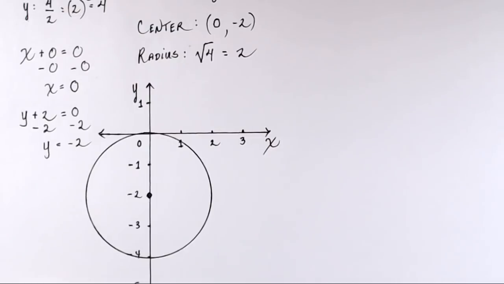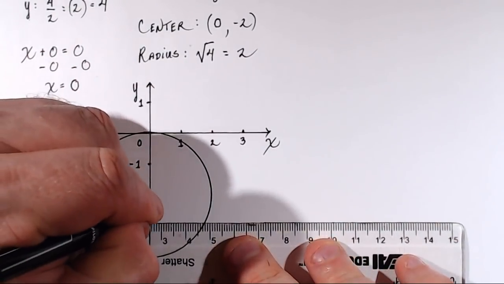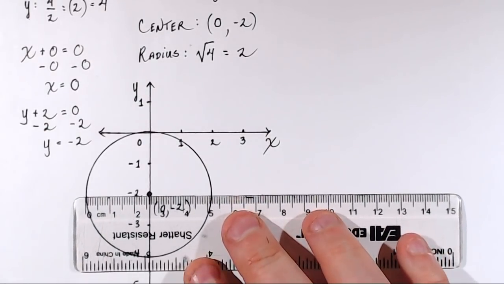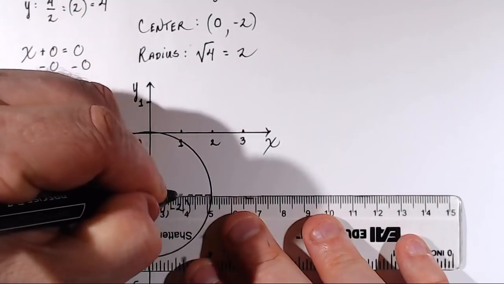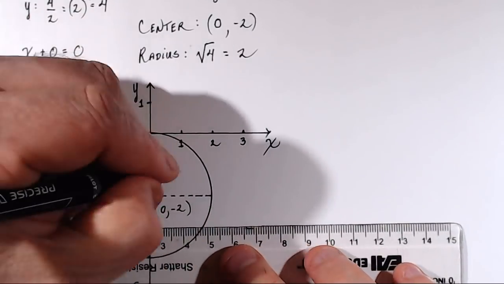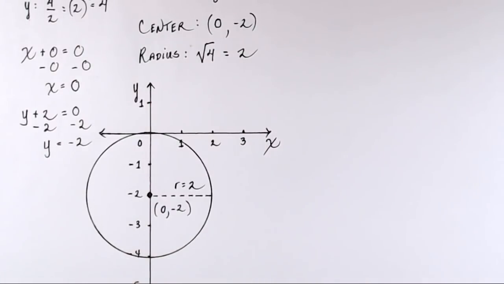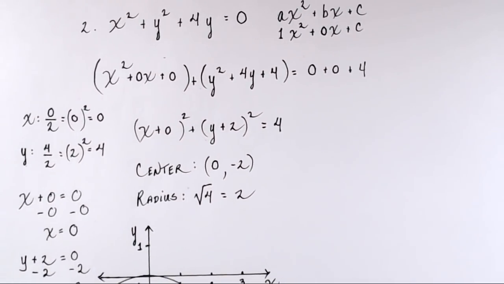Just finish labeling it. 0, -2, and radius r equals 2. The question is, do we see a multiple choice answer that gives us that information? And I will, of course, leave that task in your very capable hands. Okay, so that was number 2.